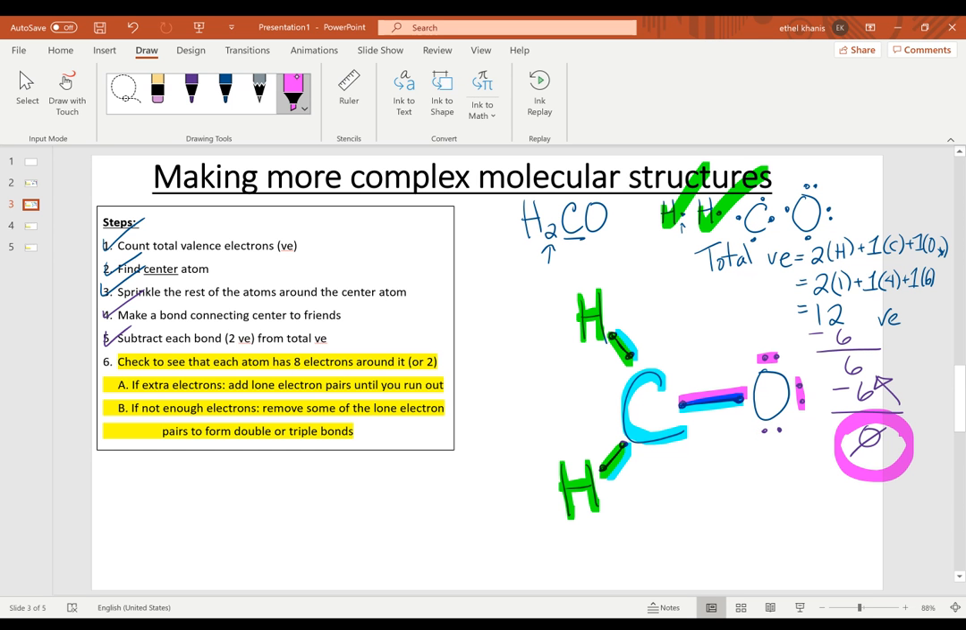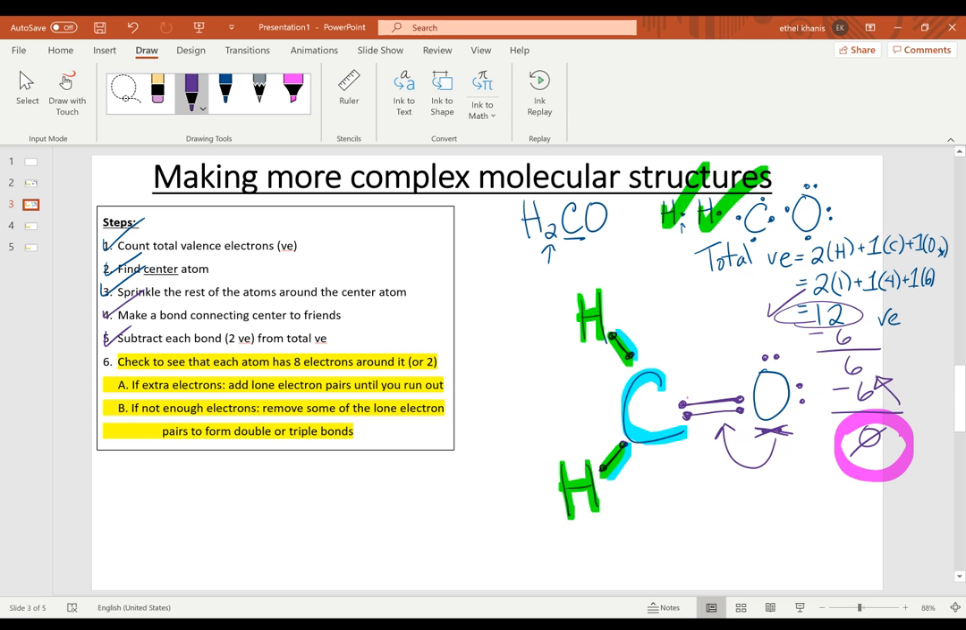So we're going to have to do a little bit of creative thinking to make this happen. So in order to make that happen, we're going to follow step B. We're going to steal some of these electrons from this oxygen, and we're going to move them over to make a double bond. So it's going to come over here. So to double check that we are still only using 12, we have 2, 4, 6, 8, 10, 12. Cool. So we're good there.